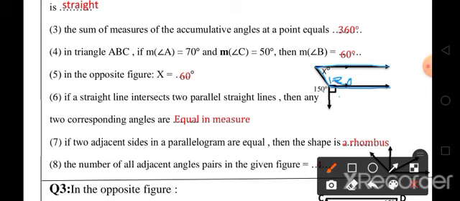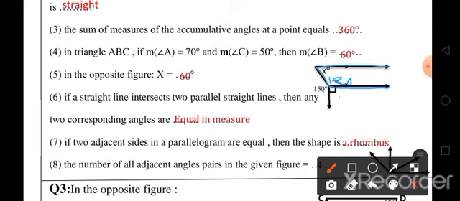Question number 6. If a straight line intersects two parallel straight lines, then the two corresponding angles are equal in measure. What about alternate angles? Alternate angles are equal in measure. What about interior angles on the same side of the transversal? They are supplementary. Focus.